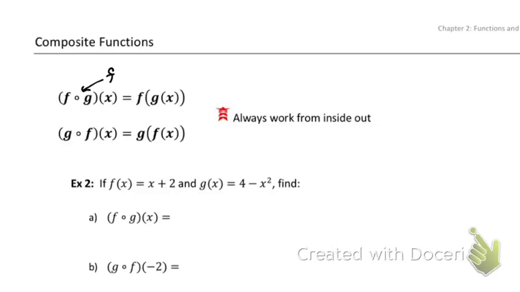F of g of x. So that means we're doing f of g of x. We'll first find g of x, and then we'll plug it in for f. Just like down here, our other one is g of f of x. So this one is my g of f of x. So we always work inside out.